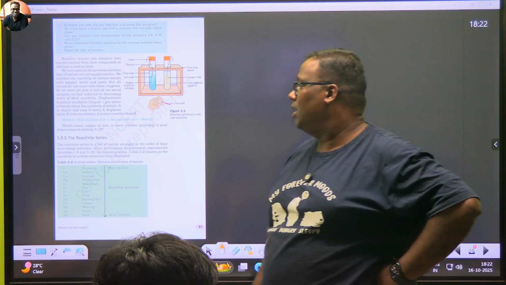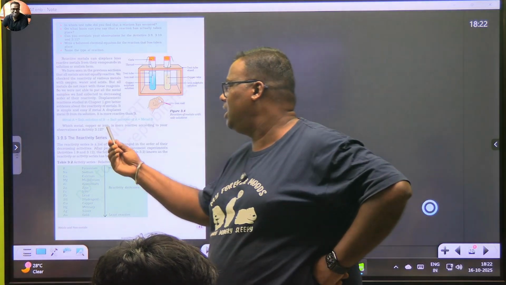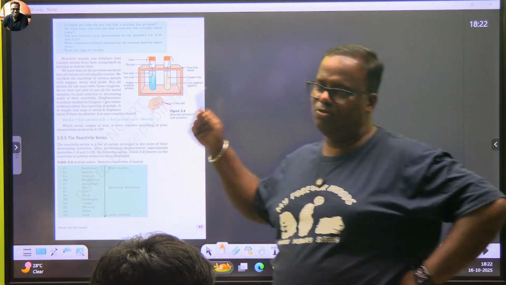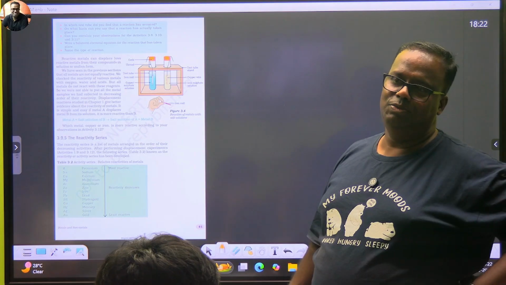Okay. Which metal, copper or zinc, is more active? We know our formula straight away. Put your formula. What is the formula?